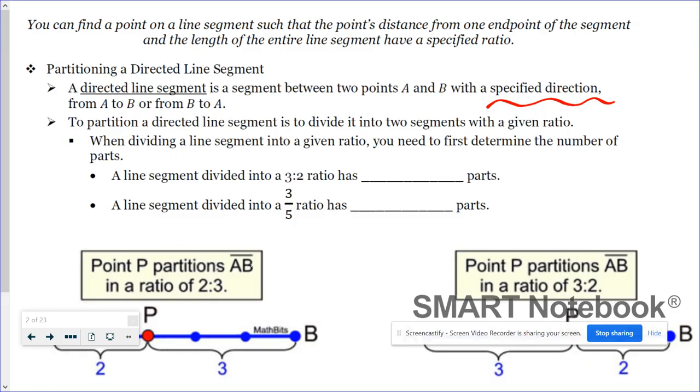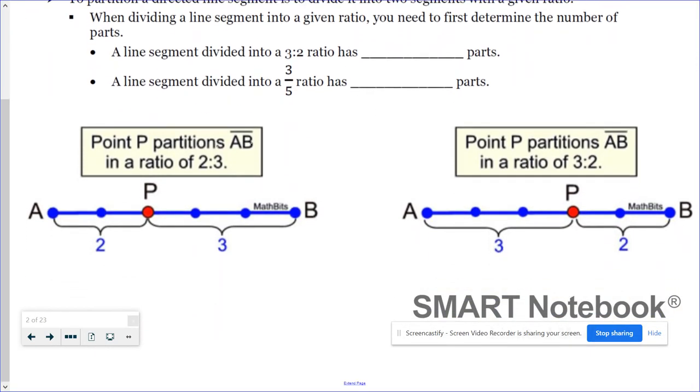Now, to do this, you want to determine the number of parts you're really dividing the segment into. Okay, and so we have this little illustration here. It says point P partitions segment AB in a ratio of 2 to 3. And on the right side, you have a ratio of 3 to 2, which is what this bullet point is addressing. Well, how many equal parts are on these segments that have been split into these 2 to 3 or 3 to 2 ratios? 5, you say, and you would be correct.